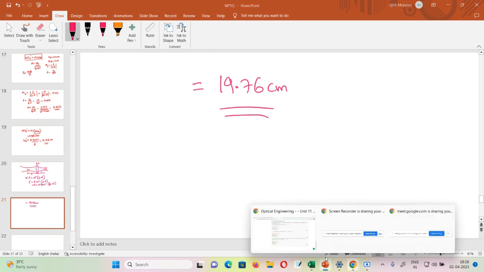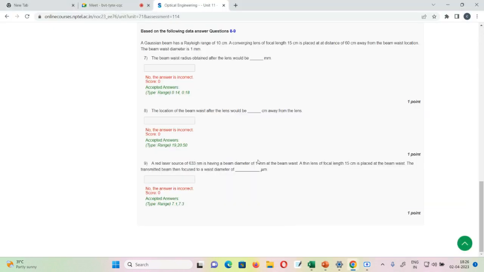Okay, and the answer will be 19 to 20.50. So around 19.76 is the middle portion. So they put a range as 19 to 20.50.